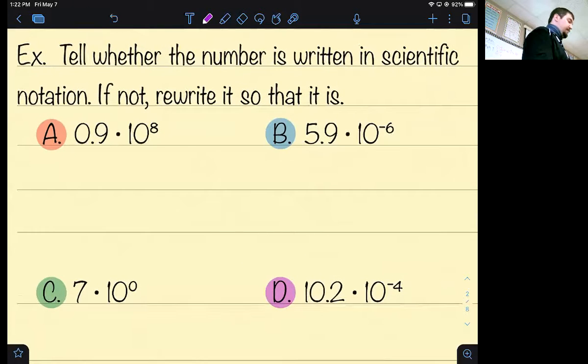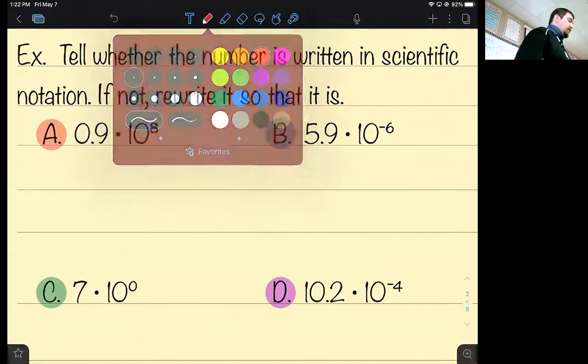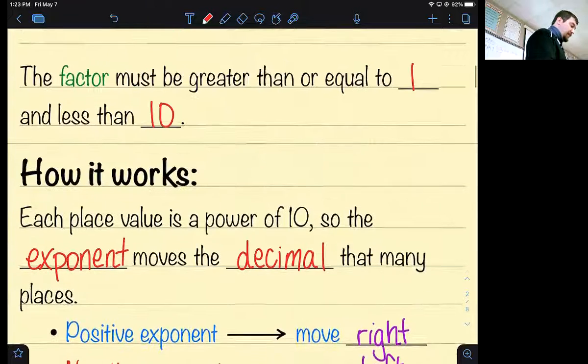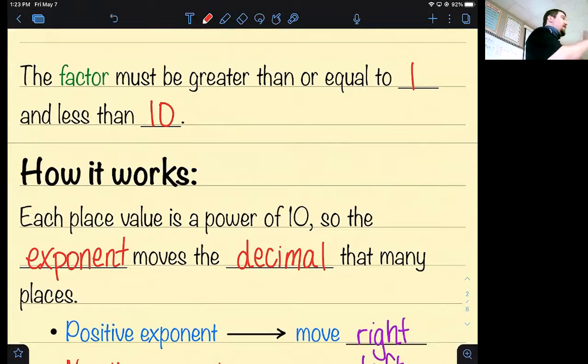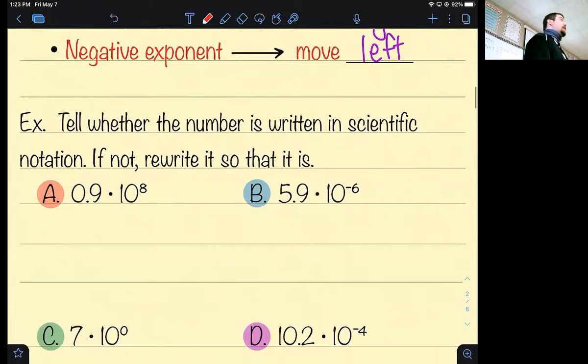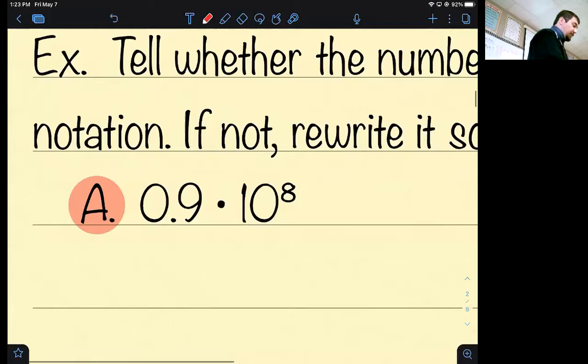For example, A, is this number in scientific notation? No. Why not? Because it's not greater than 1. Yes, you're correct. That factor has to be between 1 and 10. That number that you're multiplying by 10 has to be between 1 and 10. And 0.9 is very close, but not between 1 and 10. So what I'm going to do to make it in scientific notation is I'm going to move the decimal point over one spot to make this just a 9 then.